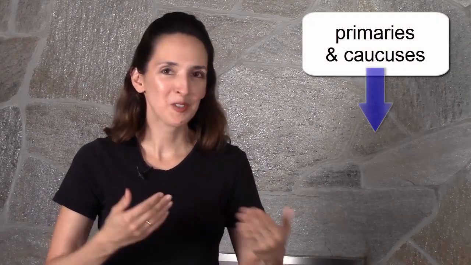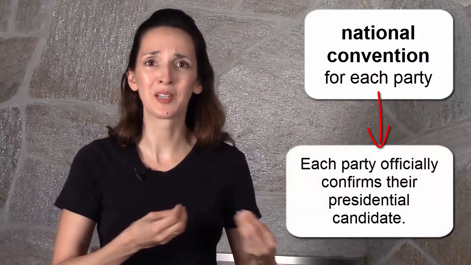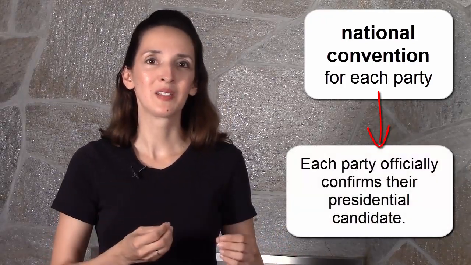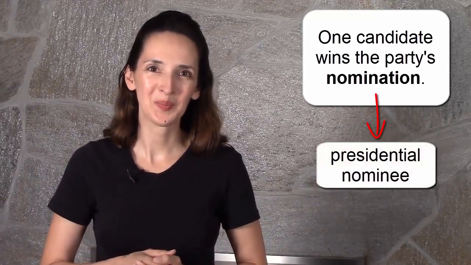After the primaries, after the caucuses, there's a national convention. Each party has one. This is a large gathering that has become a combination of a rally, a party, a show, a collection of speeches. If the primaries gave very clear results, then the National Convention is really just an opportunity to confirm the party's candidate. But by the end of the National Convention, one candidate has won the party's nomination. That person is the presidential nominee. Each party has one.